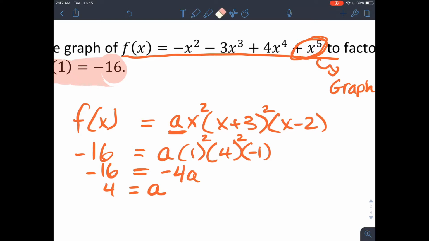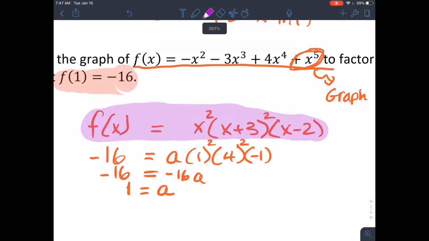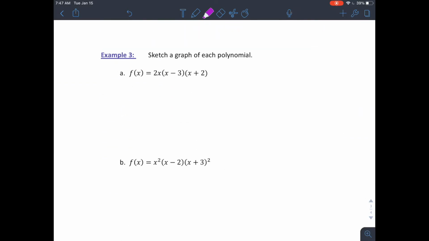Okay, so I made a mistake and had to fix it, so ignore my writing down below until I fixed it. Okay, there we go. So if you plug in 1 for your x, we're supposed to get negative 16 out for your y. So solve for a. You get a is equal to 1, so your final polynomial is right there.